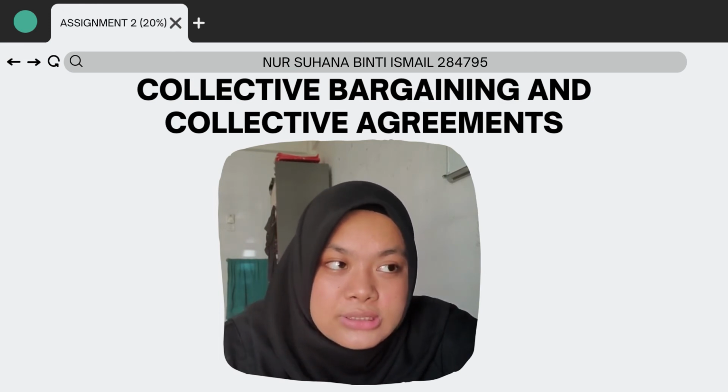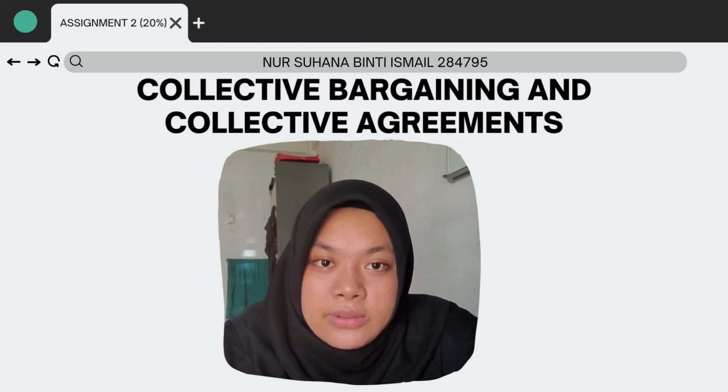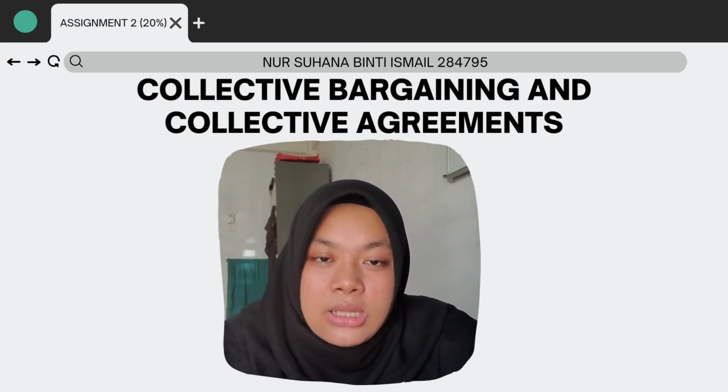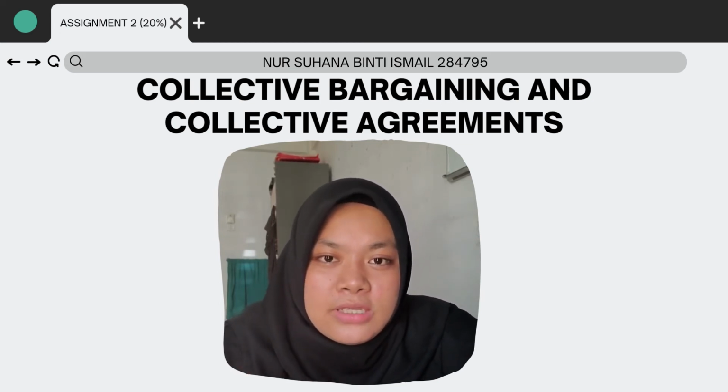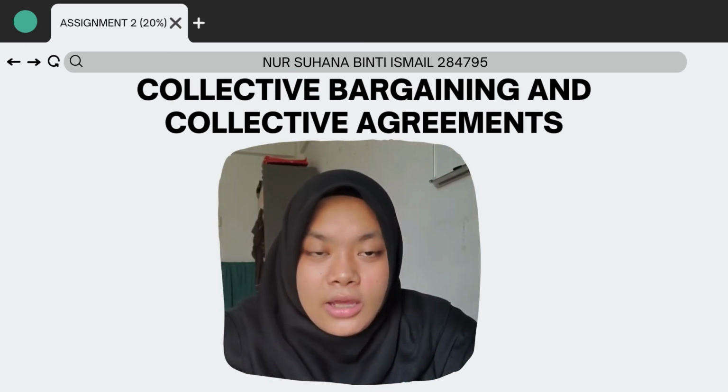Under Section 16, subsection 3, if any party to the collective agreement fails to carry out such direction, the court may amend the copy after giving the parties a reasonable opportunity of being heard. Next is the effect of collective agreement.